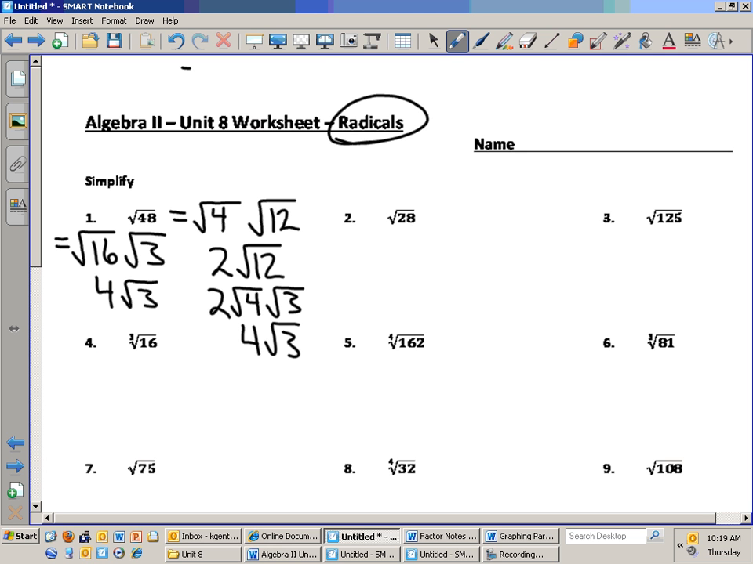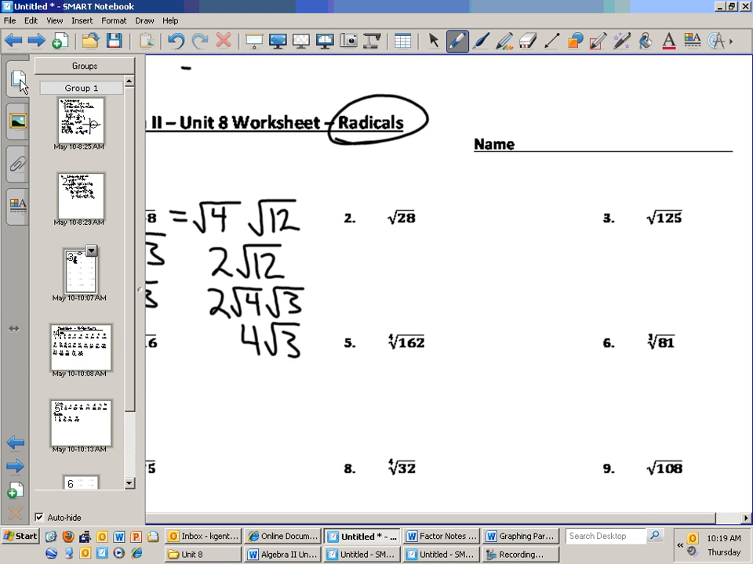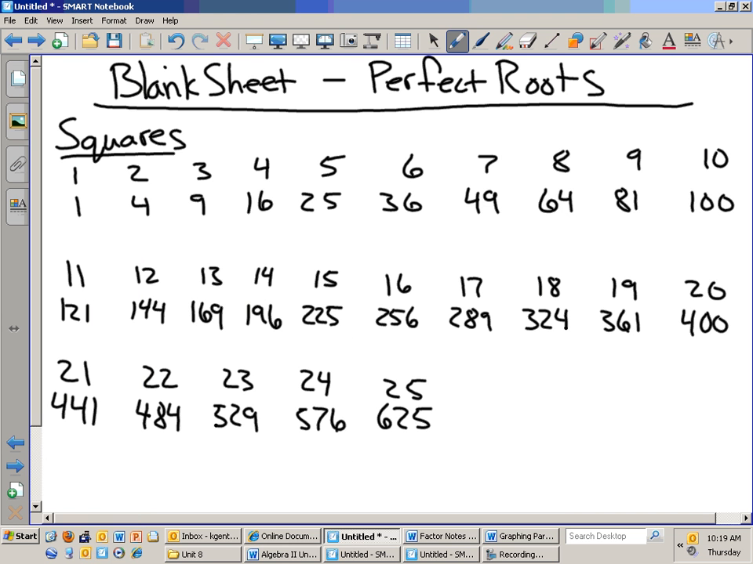And again, if you're trying to look where to go, I'll give you a couple minutes to look through these. You look for the perfect square that divides evenly into those. And we have a list of perfect squares right here.